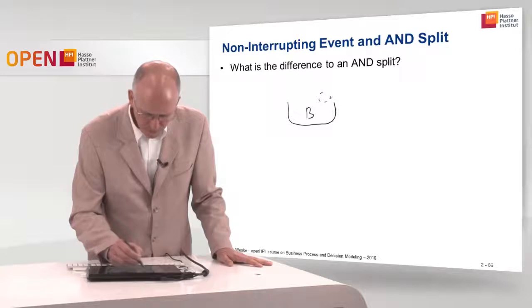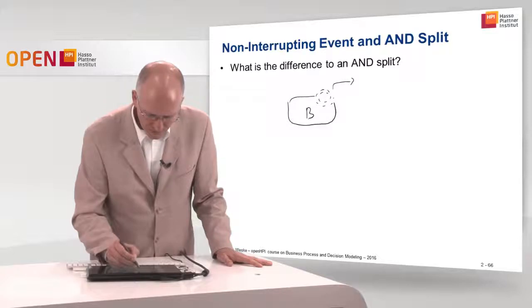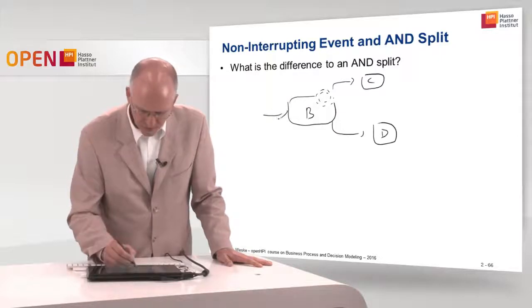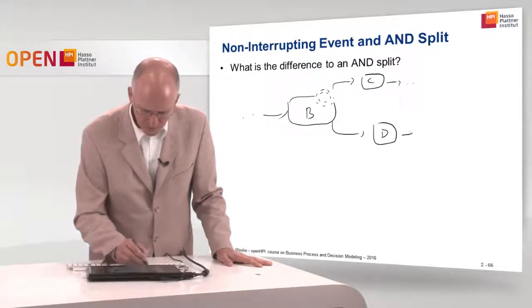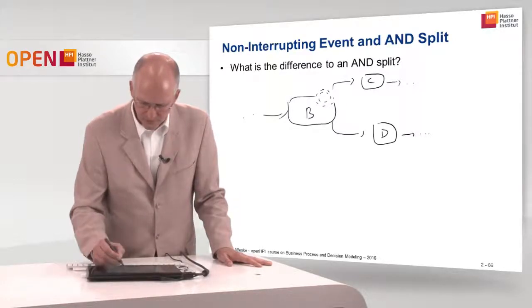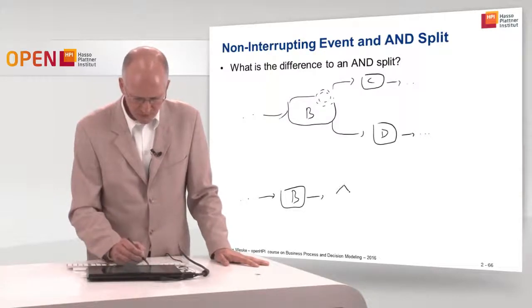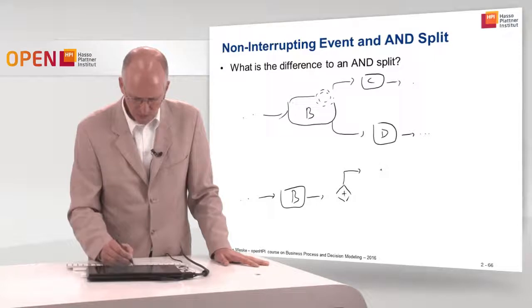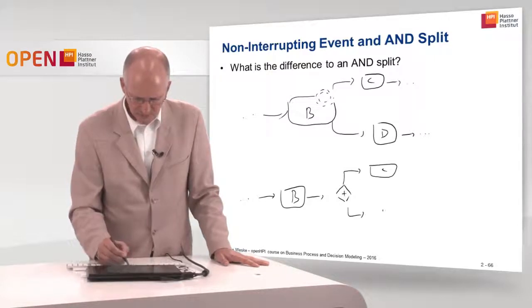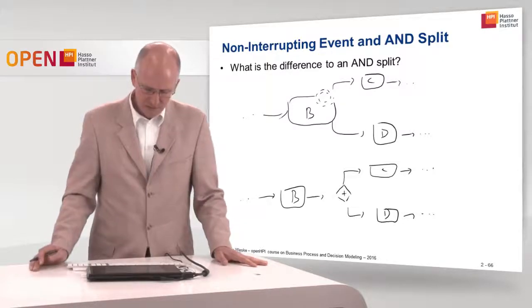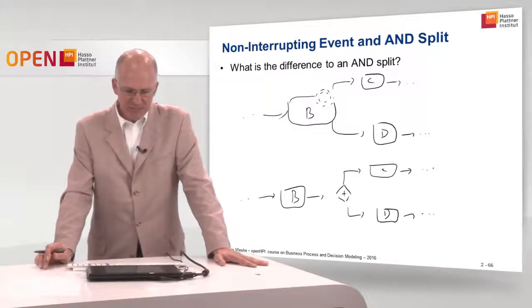Assume we have an activity B. An activity B has now this non-interrupting event. And here we have an activity C, for instance. And we have an activity D in the normal case, and that's embedded in the whole process flow. Why not doing something like this? So we have activity B. Then we have the end split of C and of D. And the question is, so what is the difference again here?